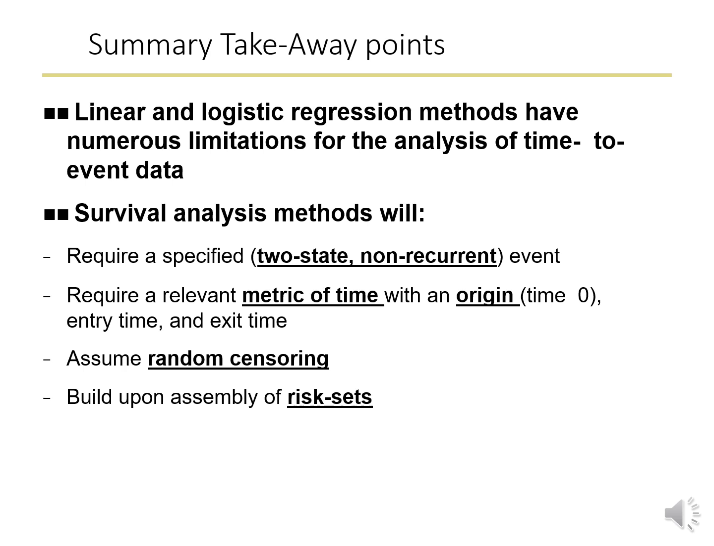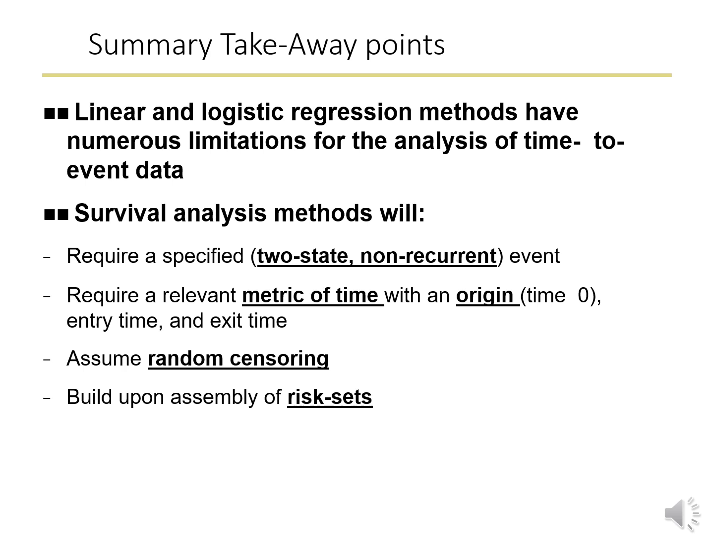What is required for survival data? We require a specified two-state non-recurrent event. So we need to have an event that happens, which is not a recurrent event. We need a relevant metric of time. We need the time from time 0 to the entry time, and from the entry time to the exit time. The exit time could be when we have the event. The exit time could be when the study finishes. The exit time could be when people are lost to follow up.